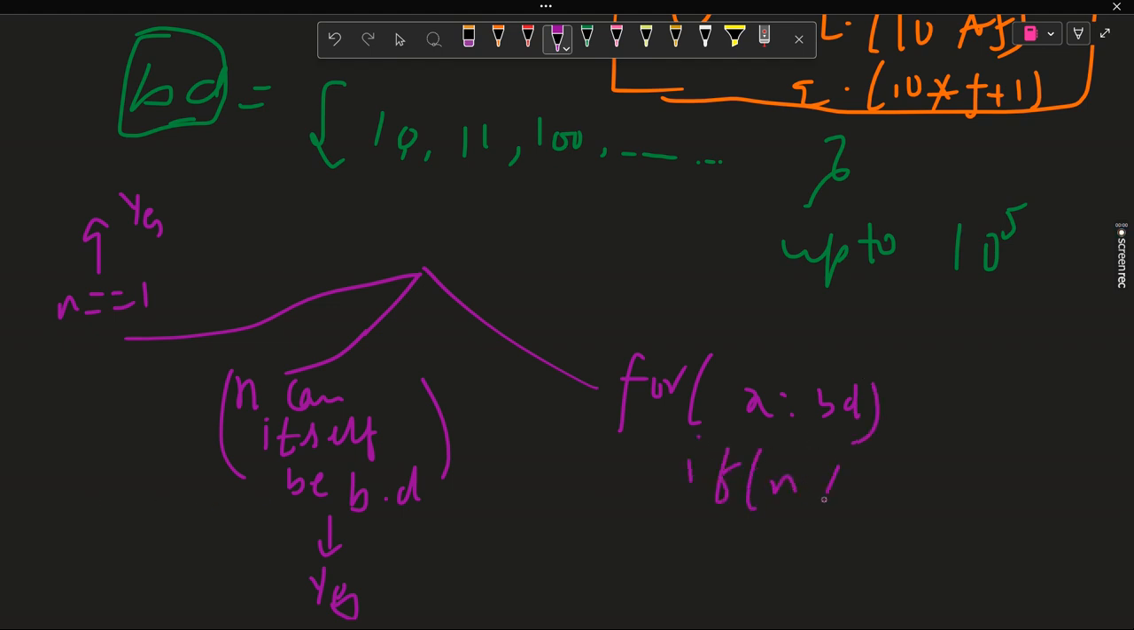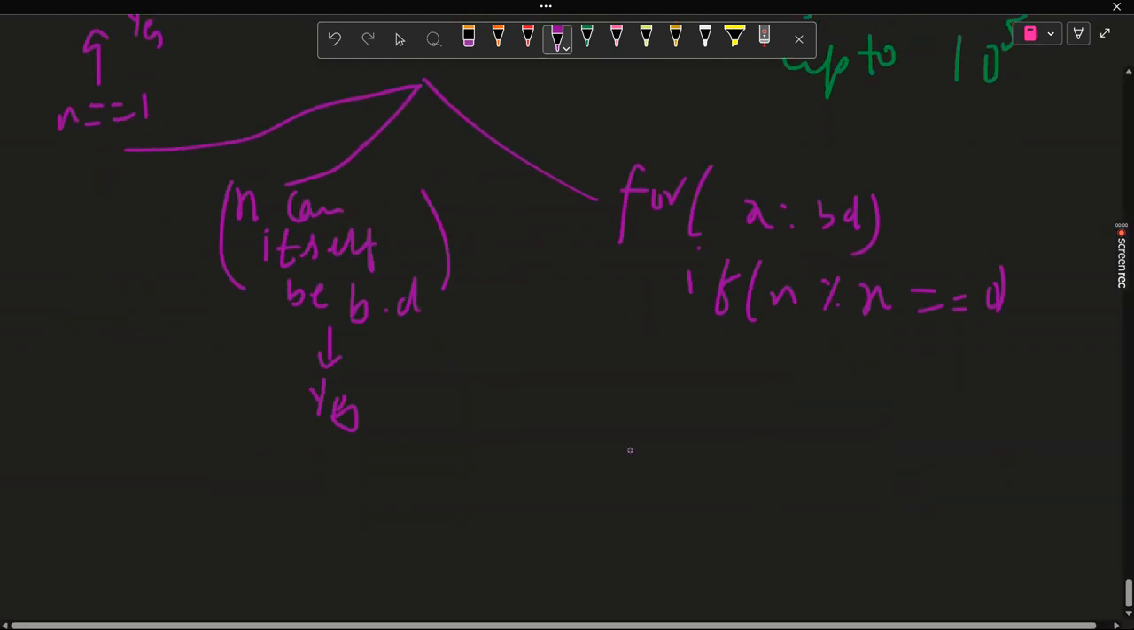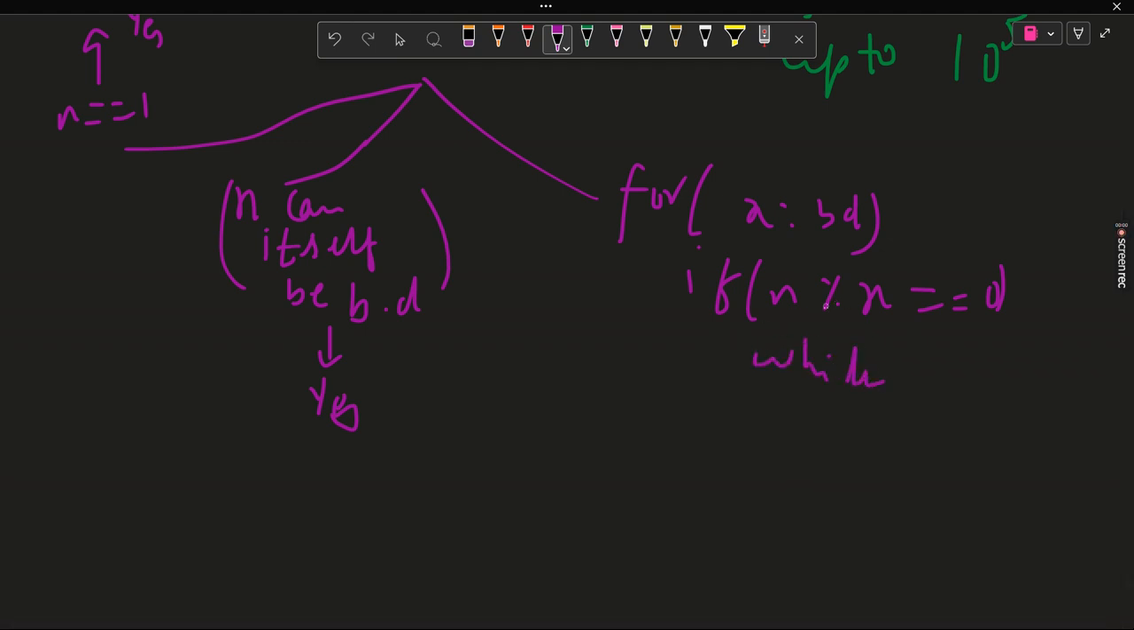If this number n is divisible by this binary decimal x, then I will divide n again and again by this x to eliminate this factor. While n % x is equal to 0, I will be dividing n by x again and again. At the end of this loop, I will check if n has been converted to 1.